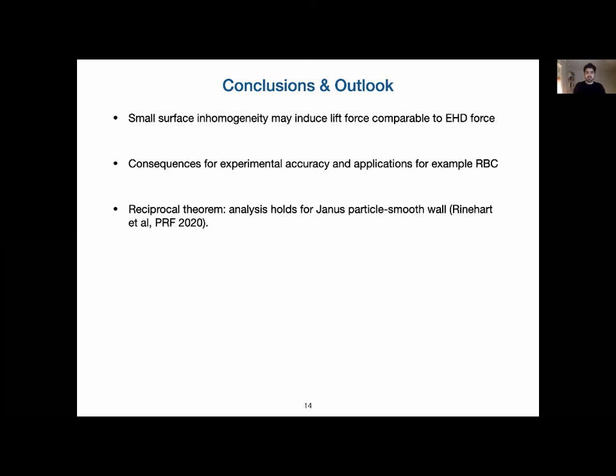From the reciprocal theorem, we can also perform the analysis for a Janus particle over a smooth wall. It turns out that the same result holds for the reverse problem, where we have a smooth wall but the surface on the cylinder is inhomogeneous. I didn't talk about this, but if you want to know more about that, you can look at our recent publications in PRF.